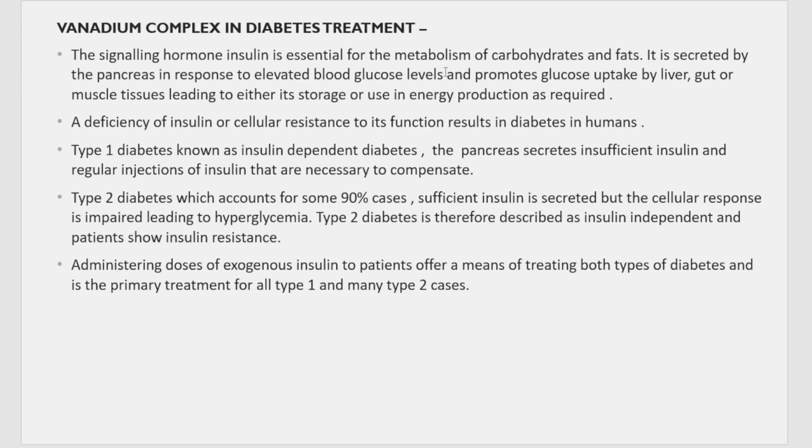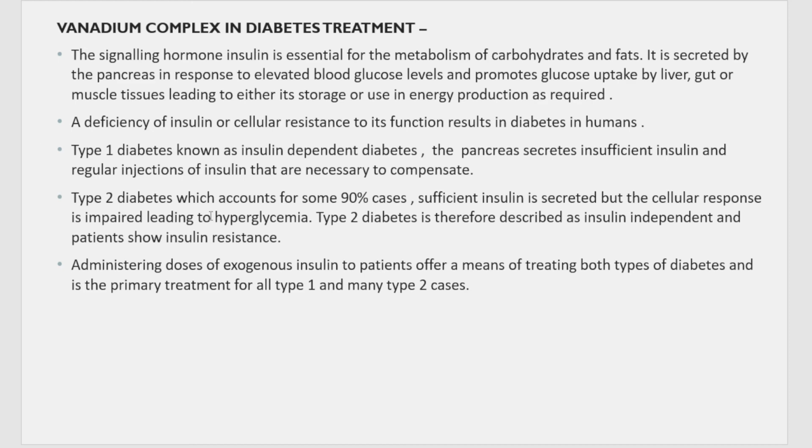What happens if there is deficiency of insulin, or enough insulin is not secreted in our body? The deficiency of insulin will cause diabetes. What are the two types of diabetes? Type 1 diabetes is called insulin dependent diabetes. Here the pancreas does not secrete enough insulin. Insulin is required for metabolism of carbohydrates and fats. Because the pancreas is not secreting enough insulin, it is called insulin dependent diabetes. For such a person, regular injections of insulin need to be given.